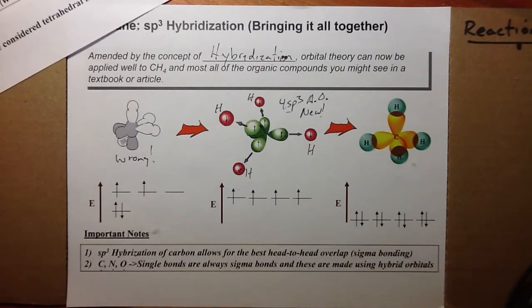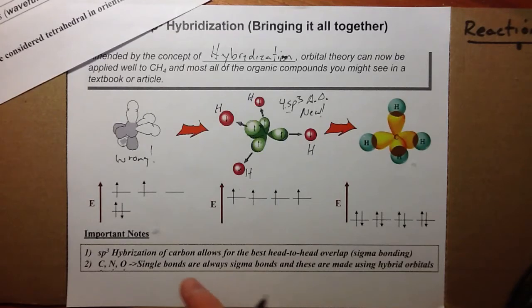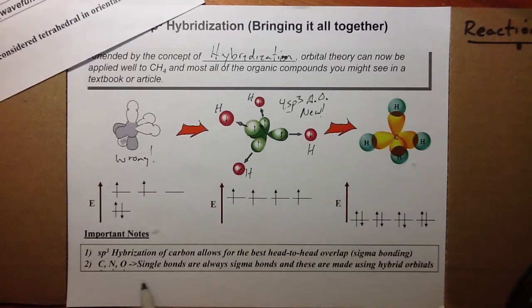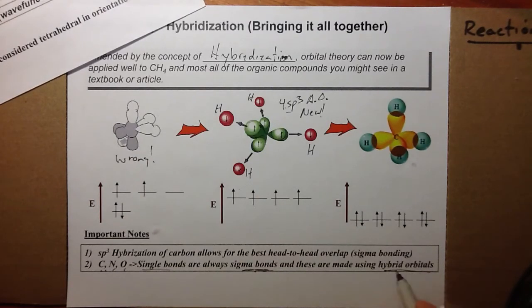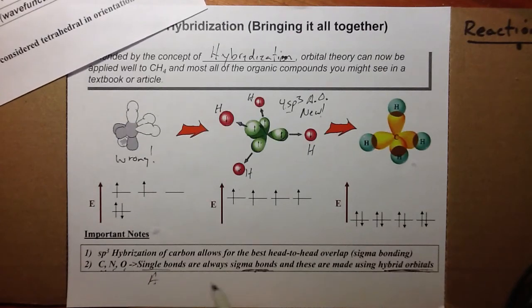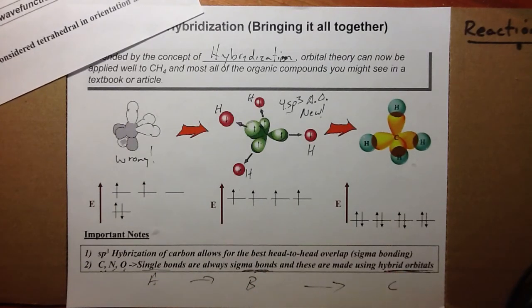Carbon, nitrogen, and oxygen can all undergo this hybridization to give us better bonding. And we want to remember this: single bonds for C, N, and O are always sigma bonds. Single bonds are always sigma bonds, and sigma bonds are made using hybrid orbitals.